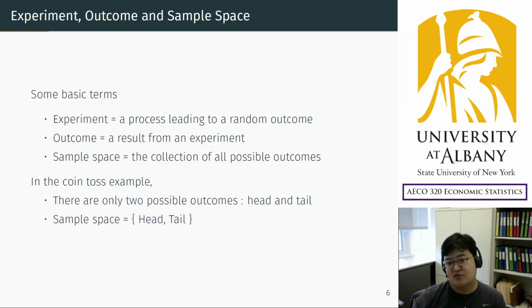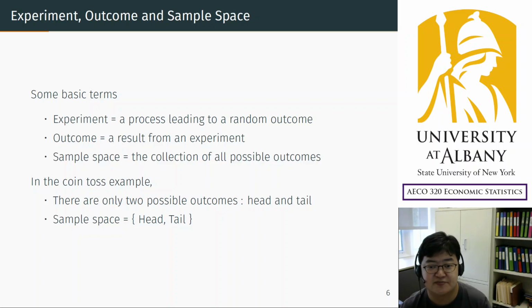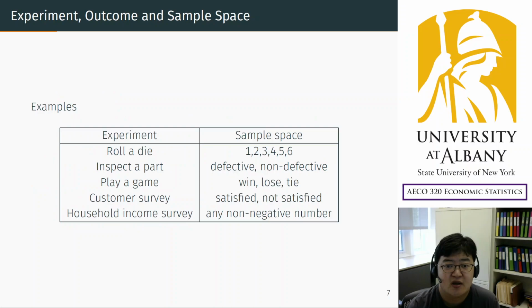Like in the coin toss example, it is easy to find what is an experiment, what is an outcome, and what is the sample space. There are only two possible outcomes from a coin toss. Coin toss is the experiment. Then the possible outcomes are heads or tails. And then the sample space consists of head and tail. So the sample space is the set of possible outcomes, right? So you can extend the same idea to any kind of experiment.